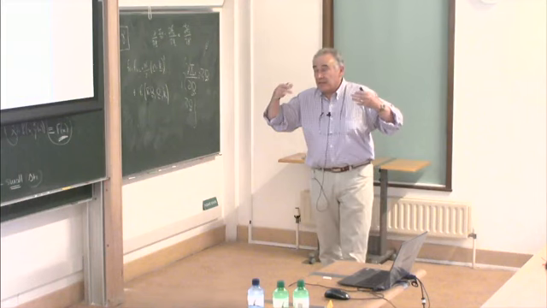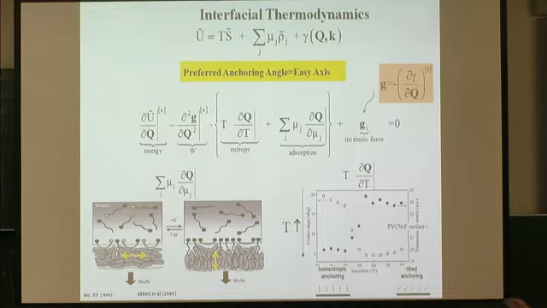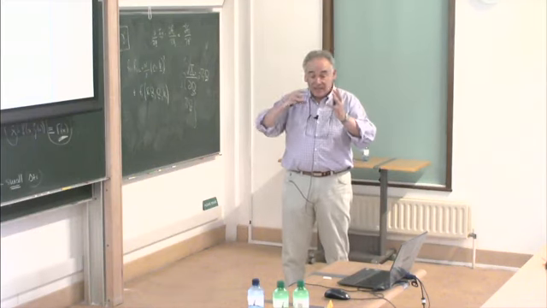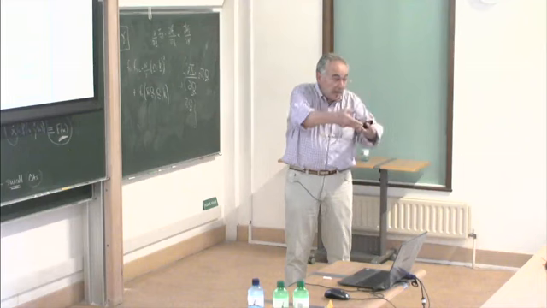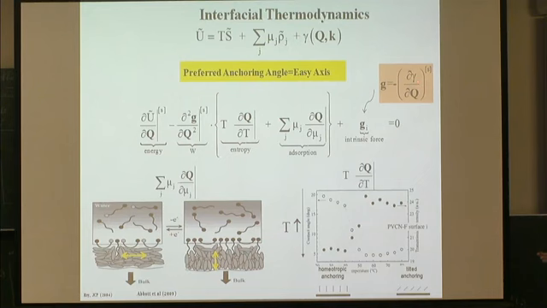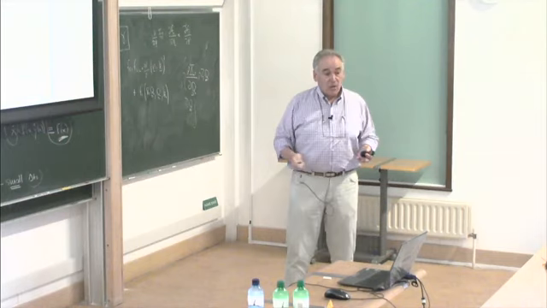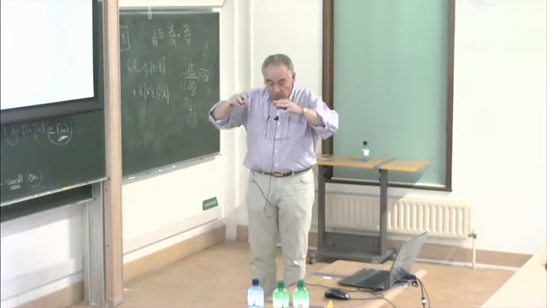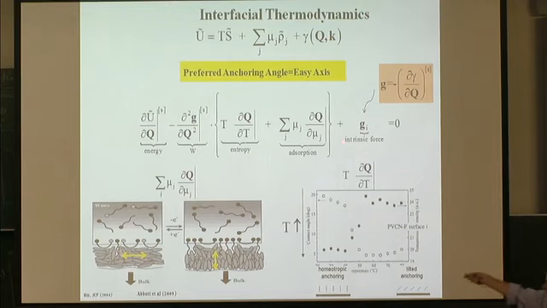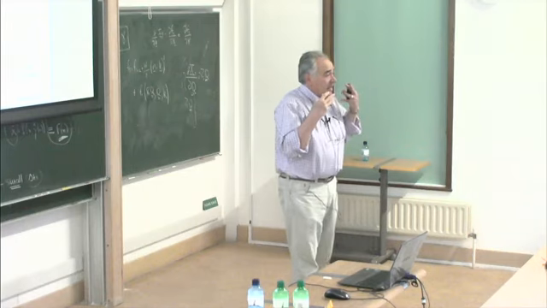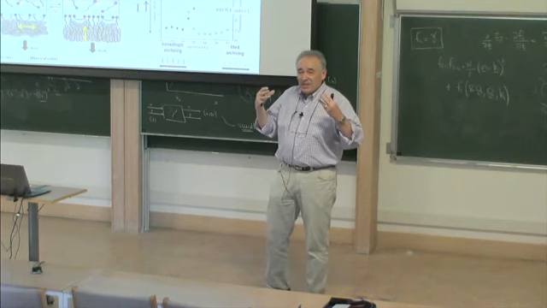Well, I should say, what is the orientation and structure of Q that minimizes the interfacial energy? It is d gamma dQ equal to 0. So when that happens, you reach the lowest energy level. Then if this is 0, this whole thing is 0. That's the thermodynamic content of anchoring.